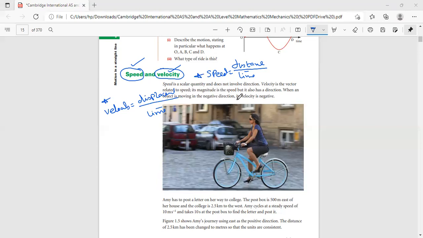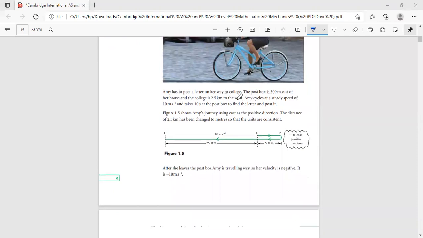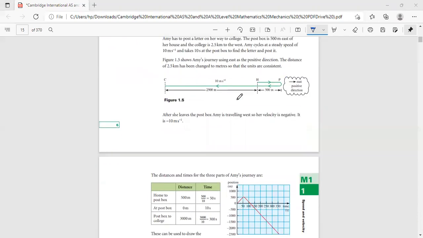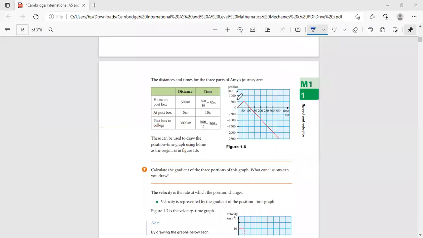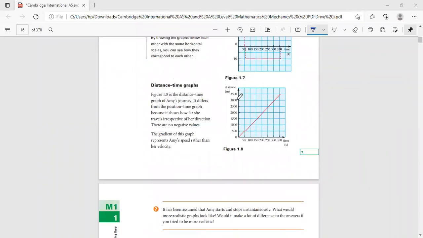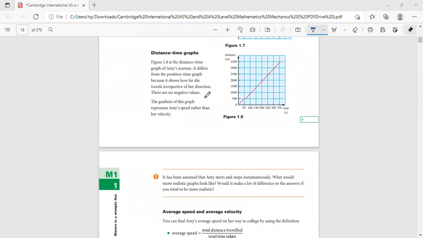So this is the difference between speed and velocity: how much distance is covered in what time. Here, the distance time graph and the speed time graph are two very famous graphs. In the distance time graph, you have distance on the y-axis and time on the x-axis. With the help of this graph, you can calculate the speed.